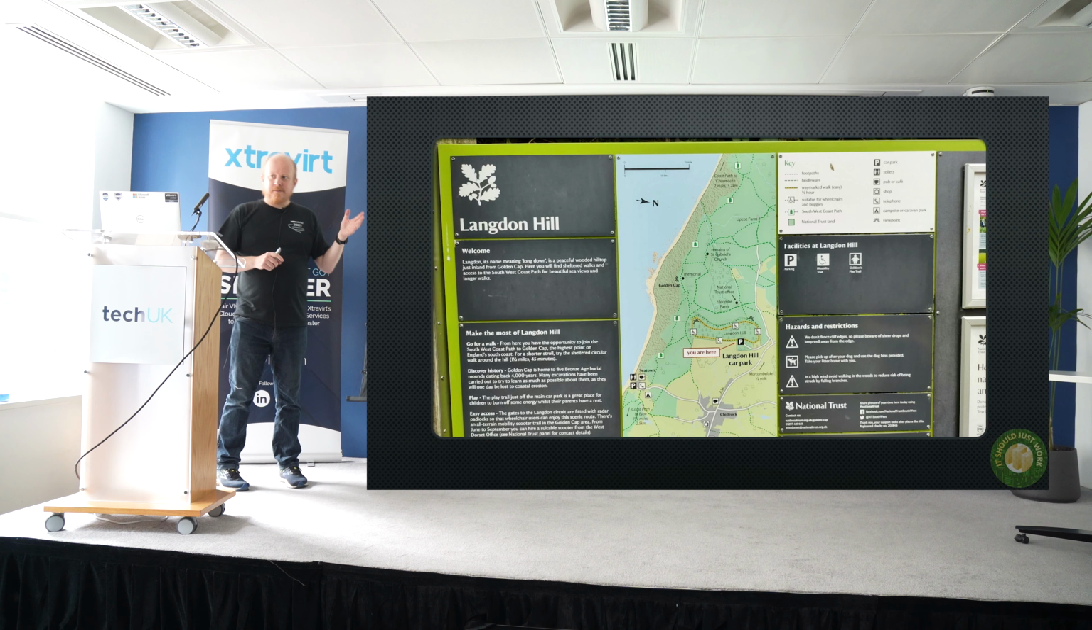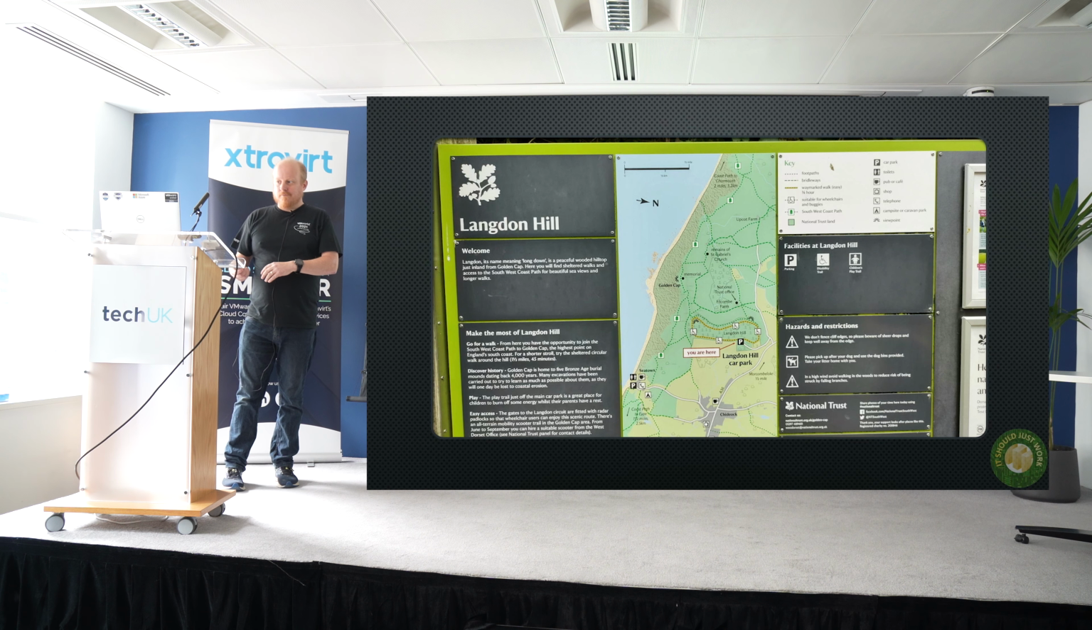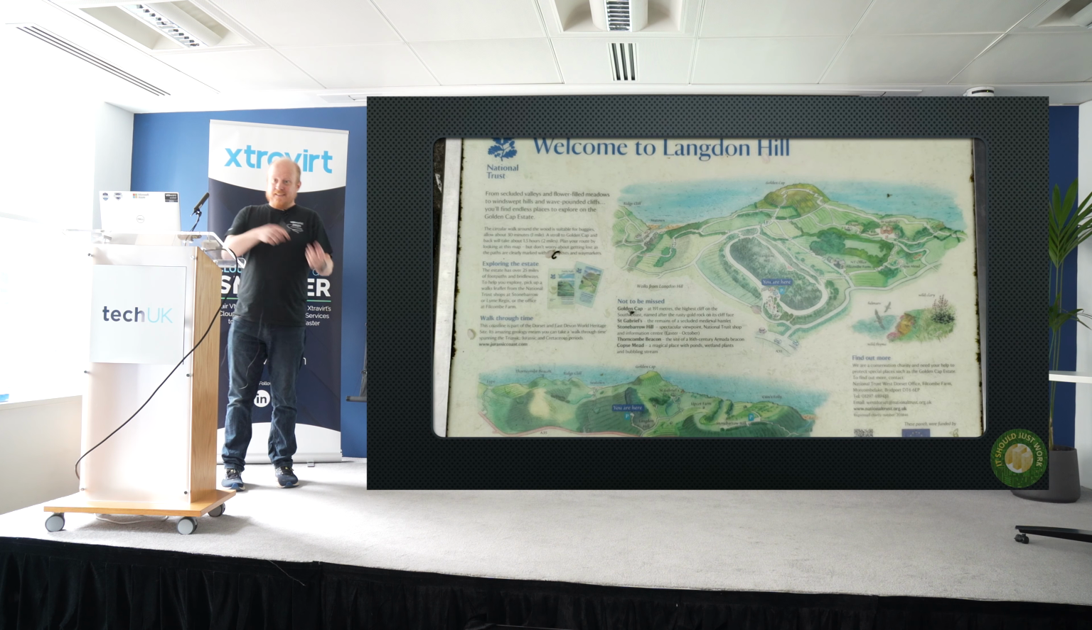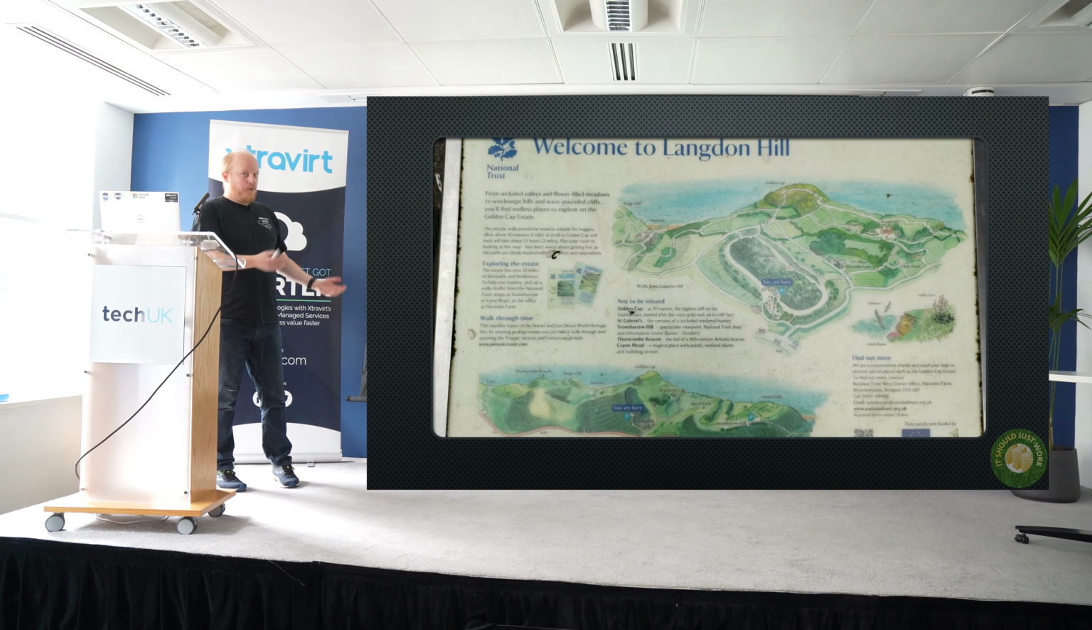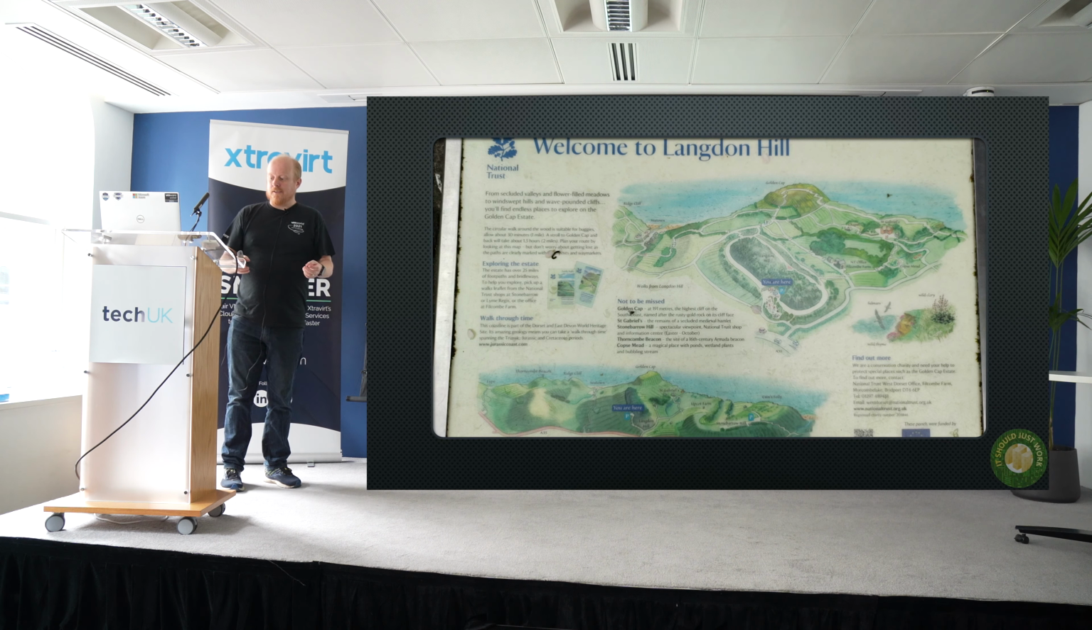But this map has information that's not on the other one. So this one's showing me wheelchair accessible paths, for example. It's the same place, it's a different map. And the second notice board next to that has two more maps. These are giving me a pseudo 3D representation of what the landscape looks like.